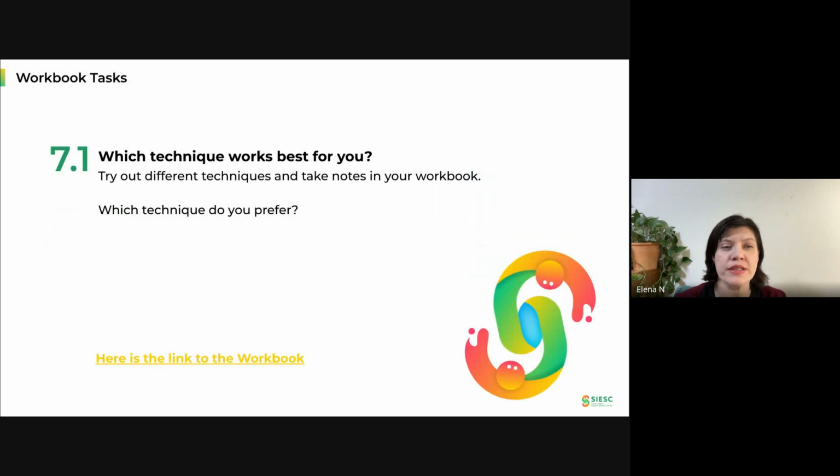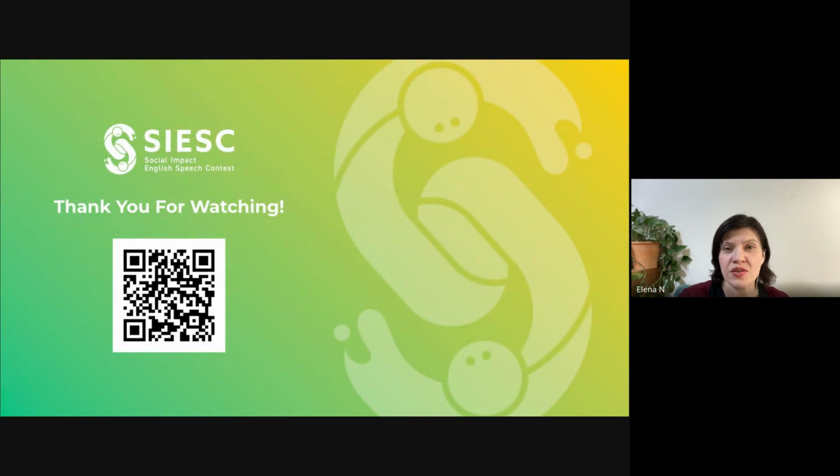For the workbook task, because you have many different techniques to try, maybe you don't have so much time to work on the workbook, but just take some notes. Which techniques do you like? Which do you prefer? What was different? What was difficult? What was easy? Take some notes, and if you review these notes later, you can find a technique that works best for you.